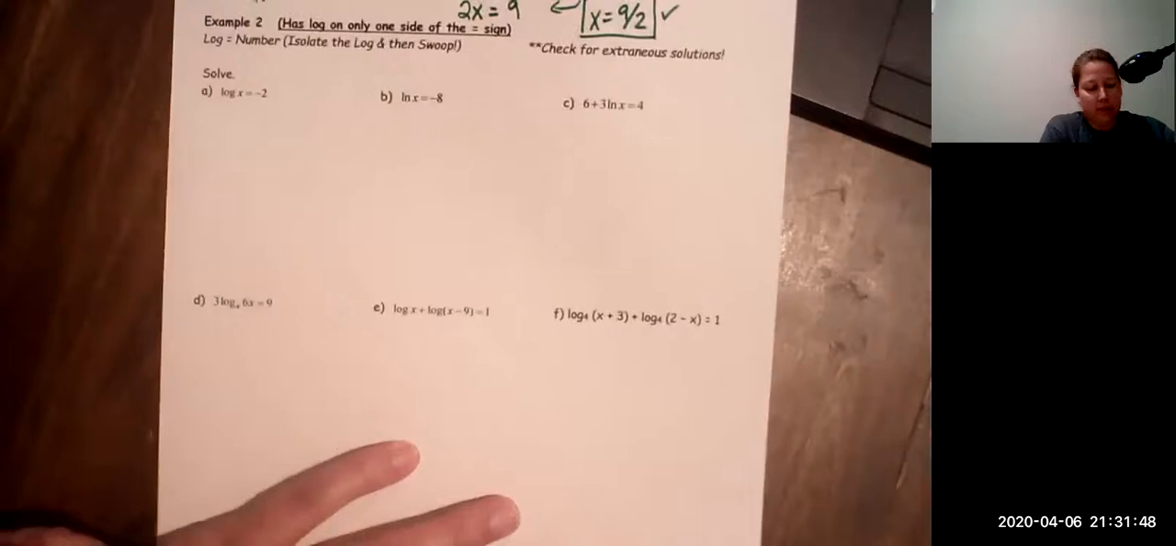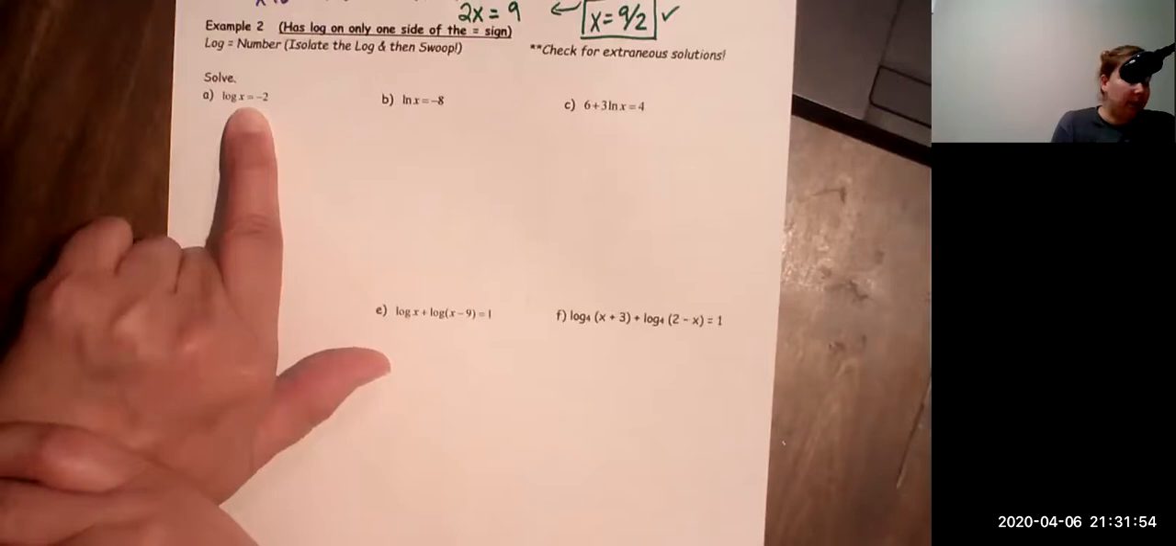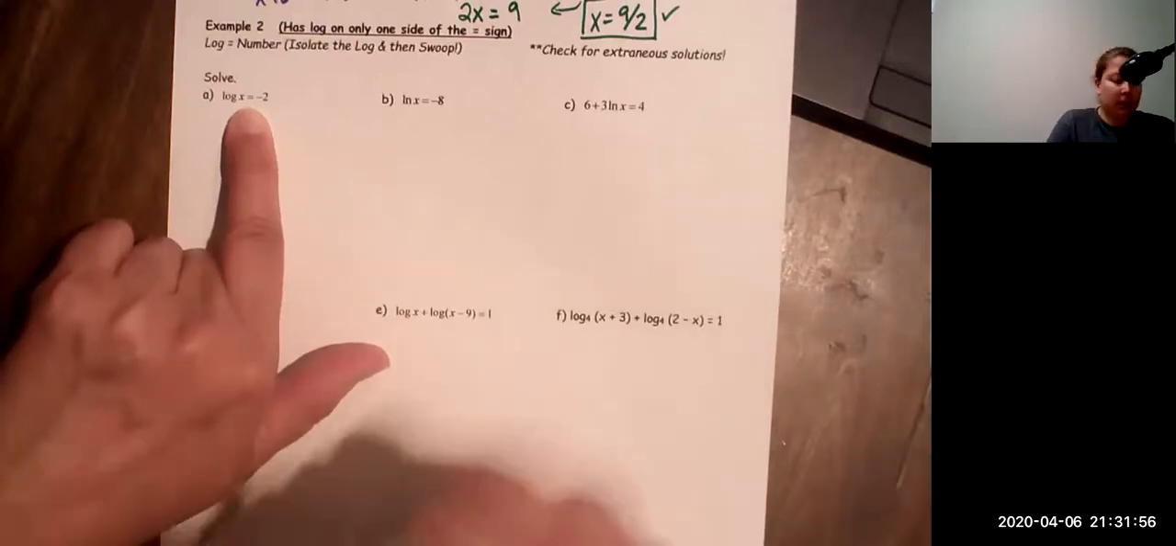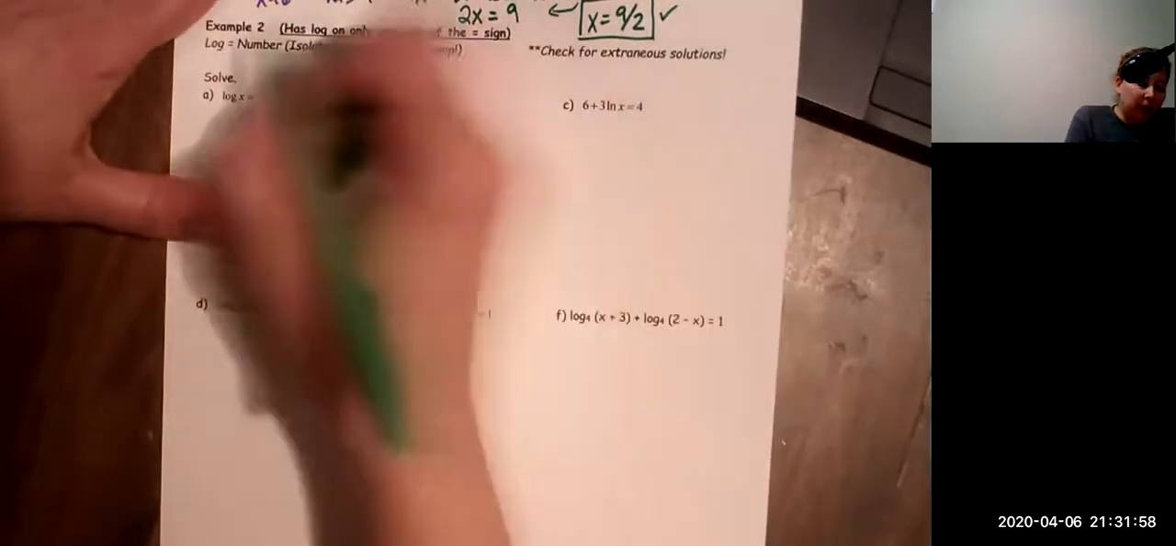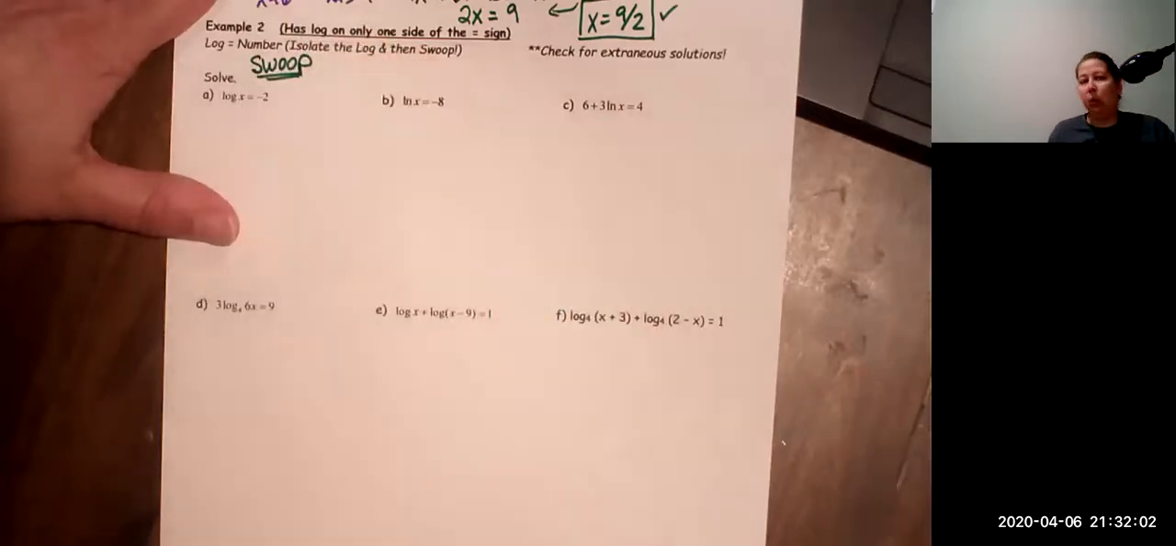All right. If there's log on both sides, remember, you just cross them off. That's easy. But if there's log only on one side, what you have to do, remember the thing we did last day, the last day of notes, was swoop. What we have to do is rewrite it in exponential form.